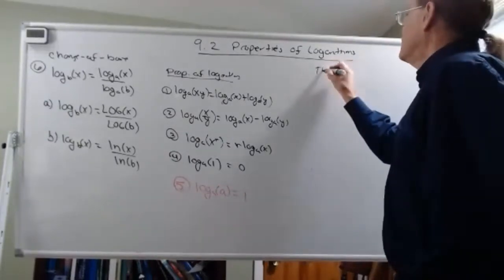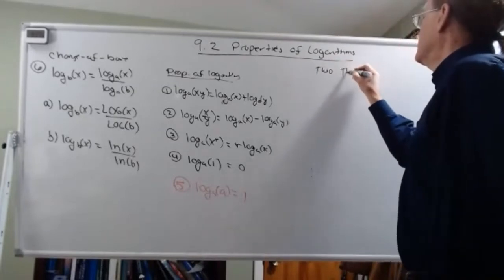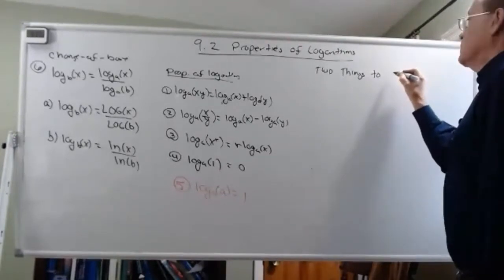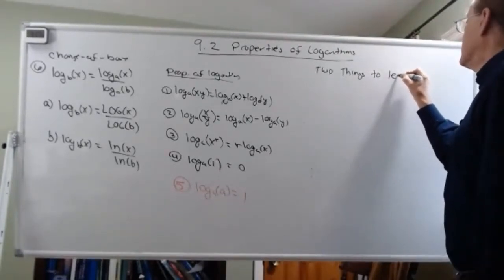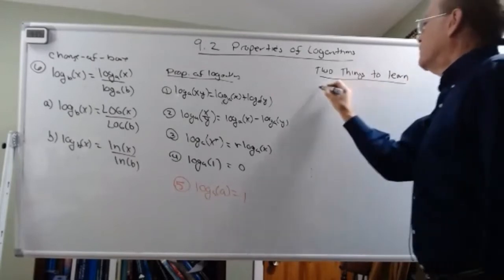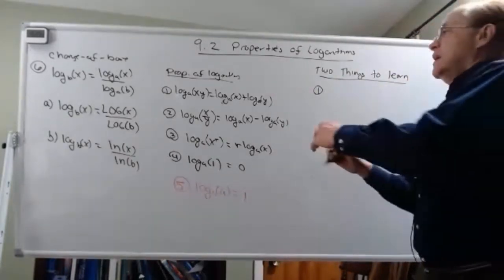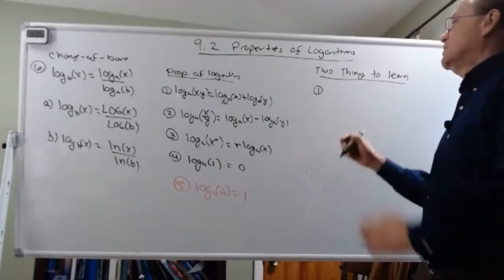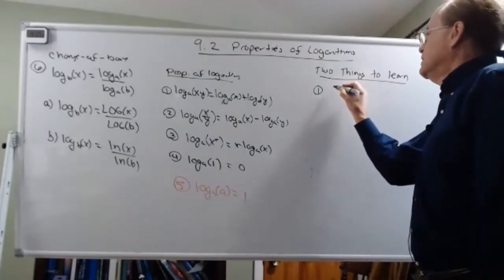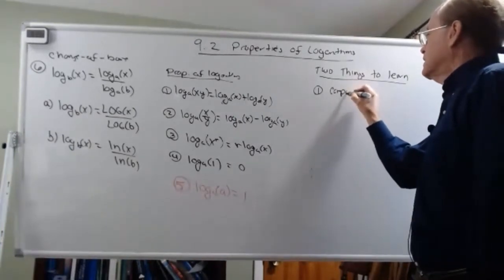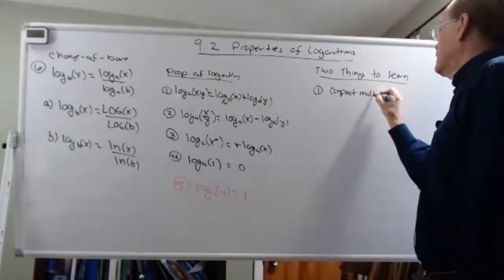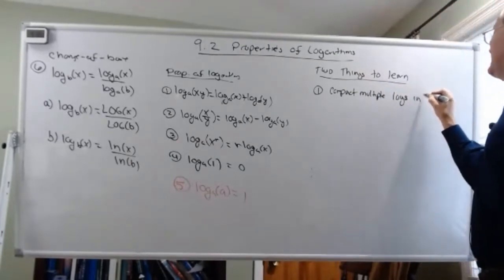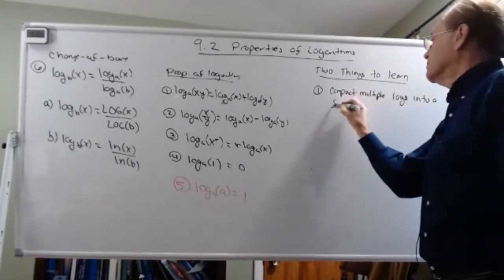So there are two things to learn. The first thing is how to take multiple logarithms of the same base and contract them into single logarithms. So what you want to do is compact multiple logs into a single logarithm.